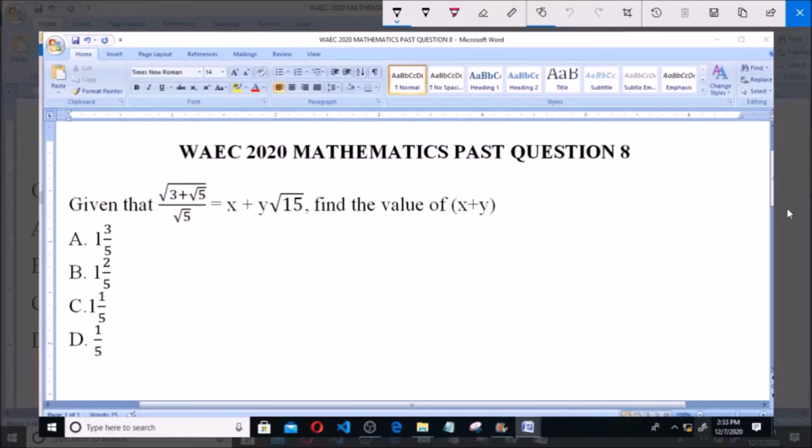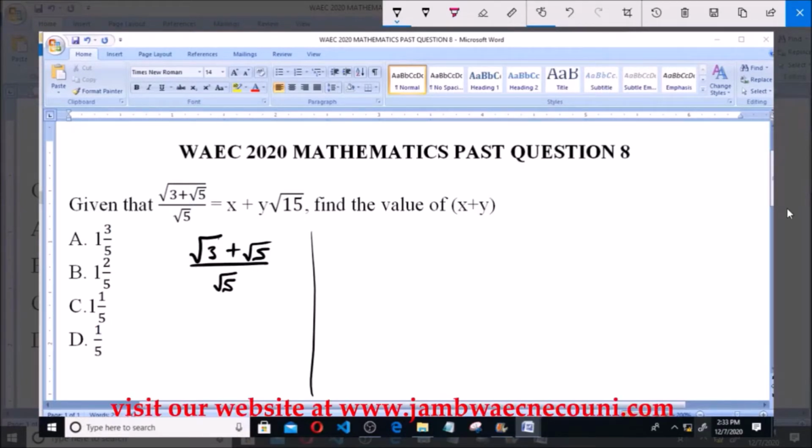So we are given root 3 plus root 5 all over root 5. Now we're going to express this in this form so we can get the value of x and y. For us to express this in this form, we have to rationalize this side. By rationalizing, we multiply the numerator by the denominator and also the denominator by the denominator. And what is the denominator? The denominator here is this root 5.